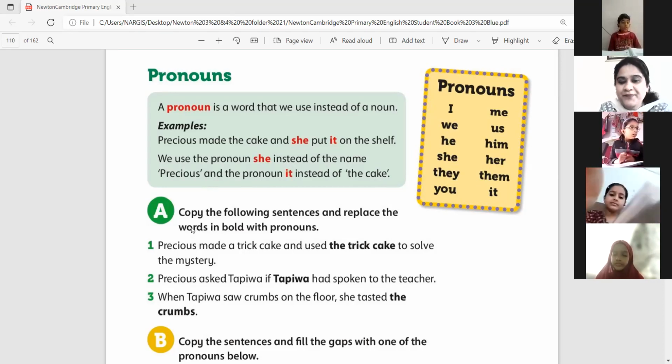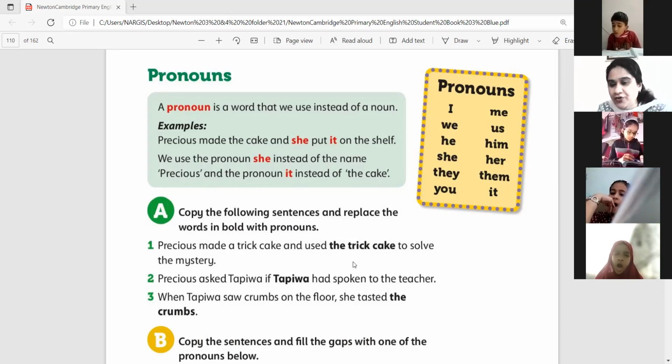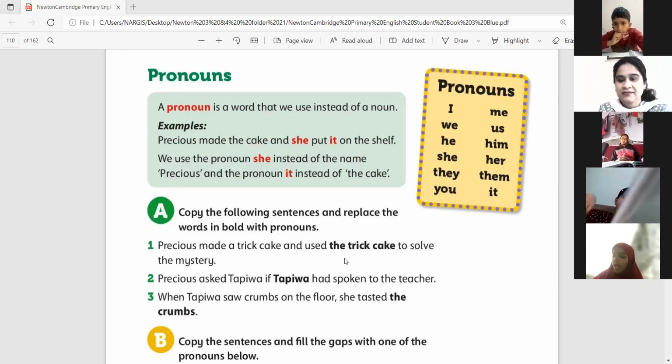Now, we'll start the first exercise. Copy the sentences and replace the words in bold with pronouns. Do you all have a textbook? If you have the textbook, underline this and just write the answer. Precious made a trick cake and used the trick cake. What will you write instead of the trick cake? It. I-T, it. The first answer is it.